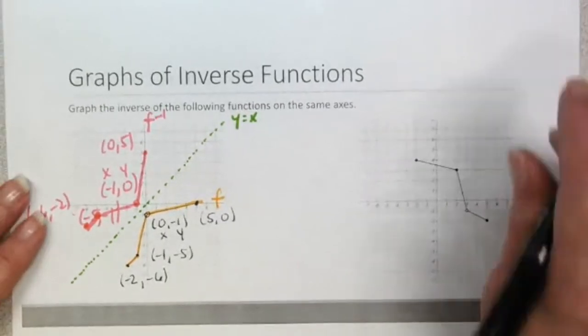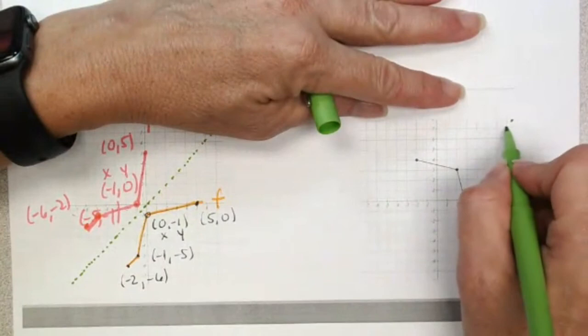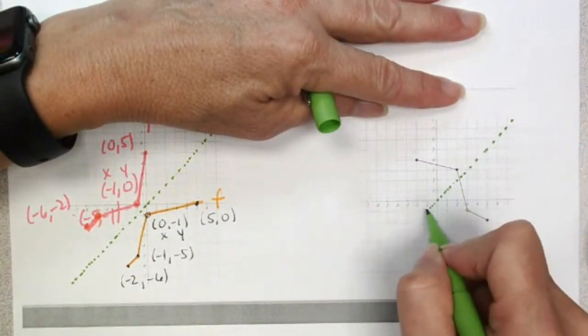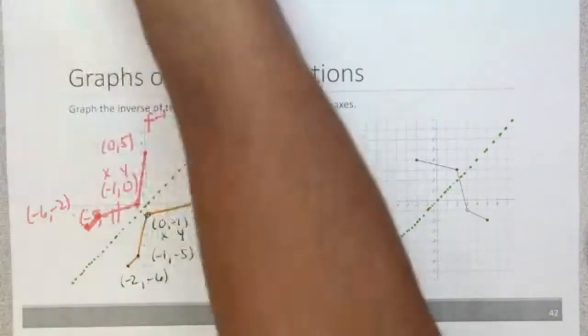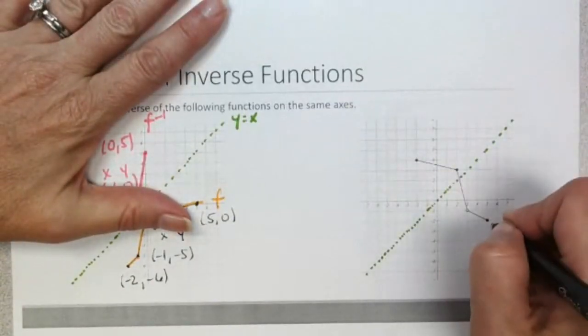Can we do another example? Let's look at this one here. Let's put our y equals x line in that we want to be symmetric to. I don't know about you, but I don't think I can really visually just see where these reflected points are going to be. I think I want to label them and then switch the x and y coordinates.